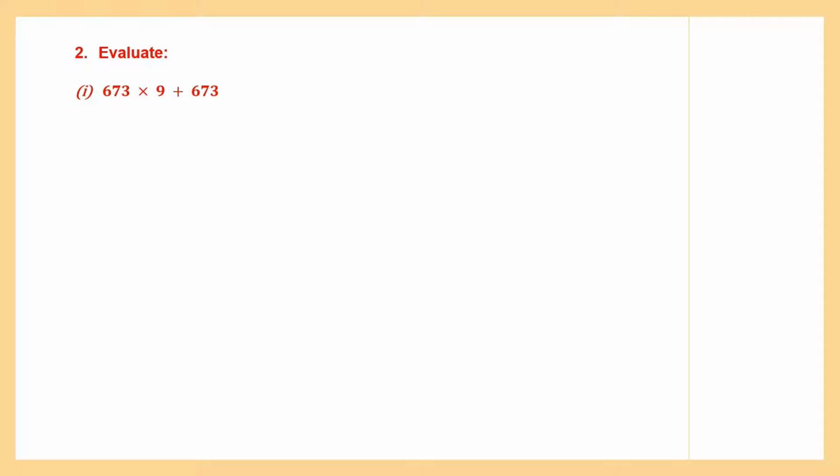Question 2, here also we have evaluate, and here I have 673 into 9 plus 673. We don't have another number, so I can write it as 673 into 1. It's going to give me back 673 itself. Now I can use the distributive property. According to this, it will be 673 into 9 plus 1. So 9 is from here and 1 is from here. So what is this?